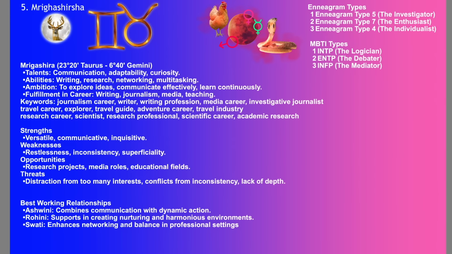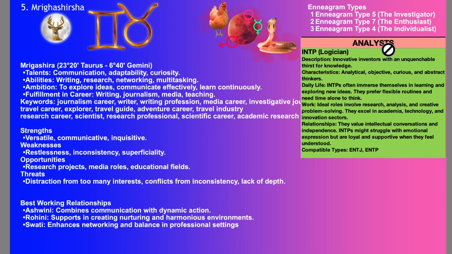Now let's consider MBTI types. What does MBTI provide us? INTP, the logician. Let's go over to INTP and see what INTP provides us. INTP is a logician. They are analysts. They are very good analyzers, Mrigashira, because they have innate research capacity. Right? Research career, research scientist, research professional, all will be typically having a dominant Mrigashira in their charts.